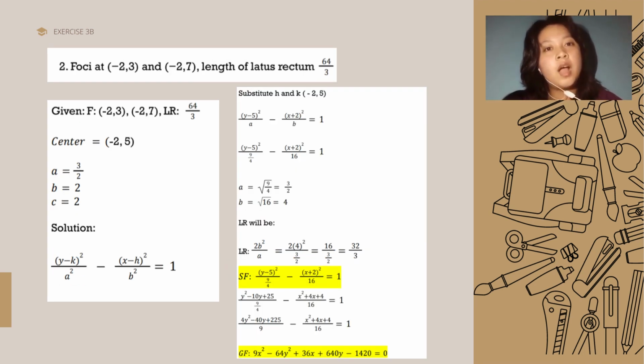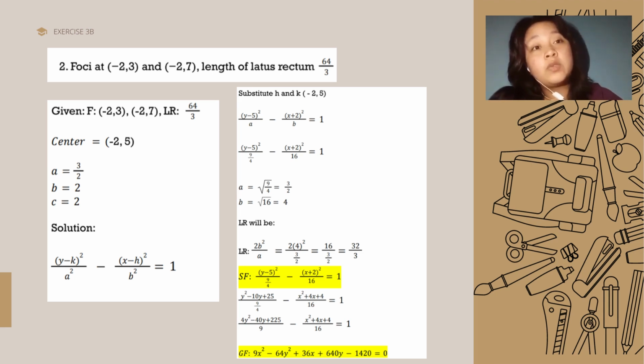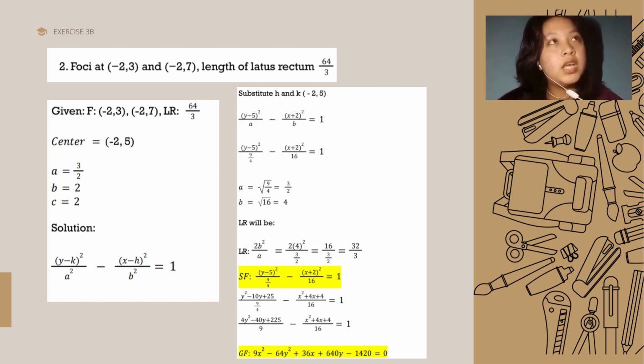So, here, number 2: foci at (-2, 3) and (-2, 7), length of latus rectum, which is 64/3. So, given ang ating foci (-2, 3) and (-2, 7), at ang latus rectum natin ay 64/3. And then, yung center natin ay (-2, 5), wherein ang a, b, and c natin ay meron na, which is a is 3/2, ang b natin is 2, and c natin is 2.